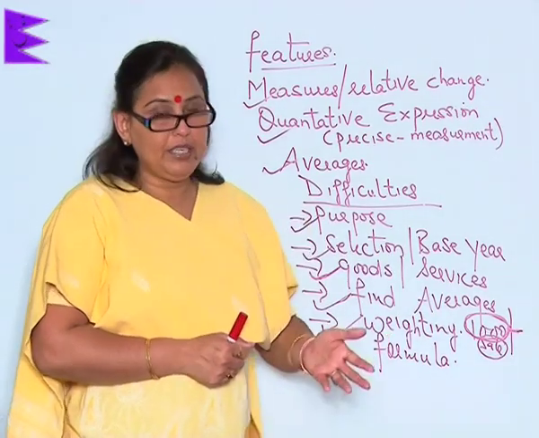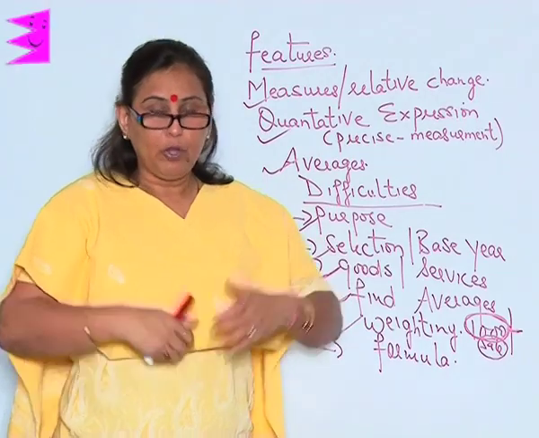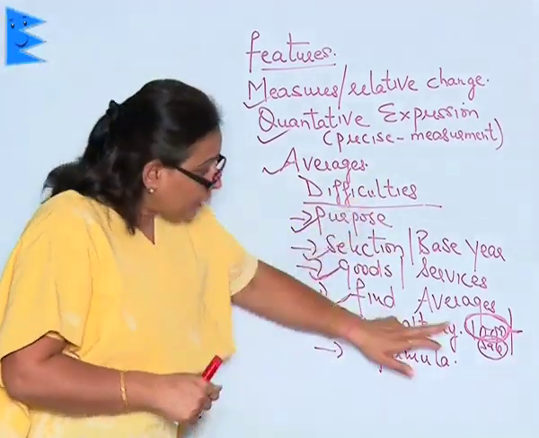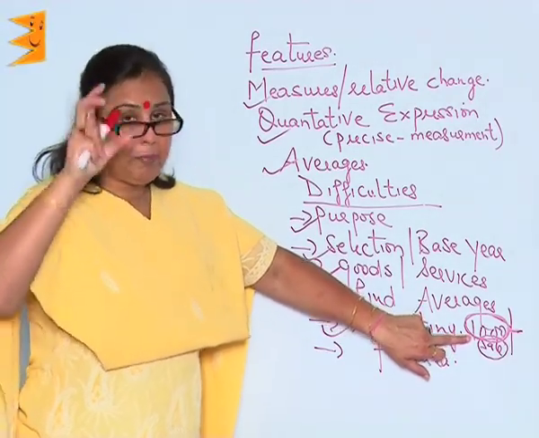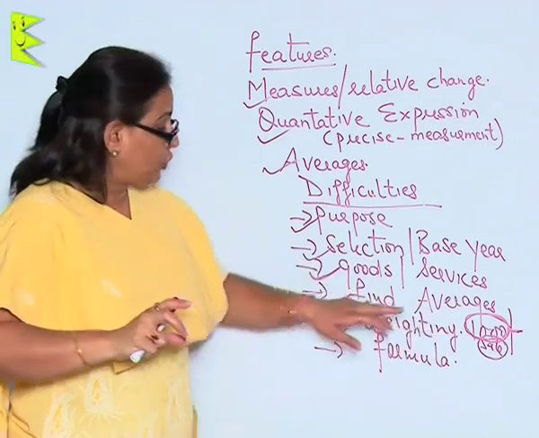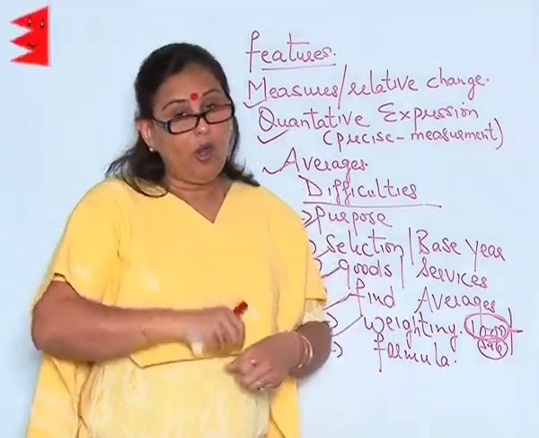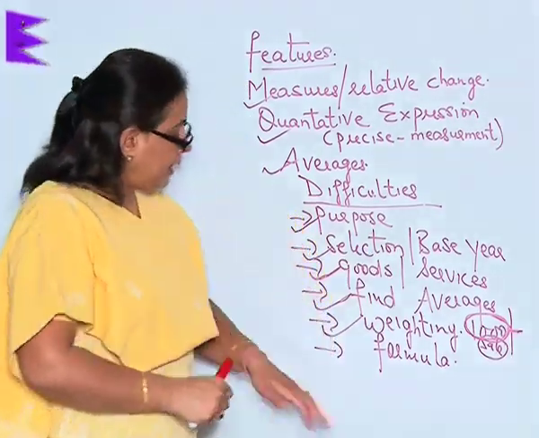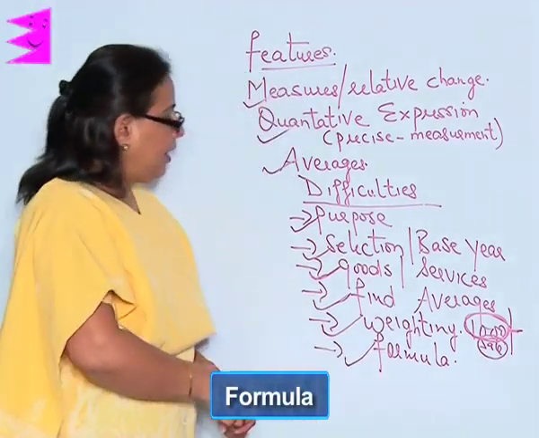It could be 1000 cars, but supposing 1000 Mercedes were sold or 1000 Maruti 800s were sold, the number remains the same, but the money spent is very different. So, when I am doing the weighting, should I take the number or should I take the money spent is a big question. Next is, what formula should be applied?